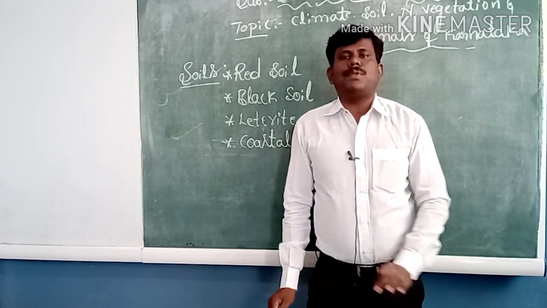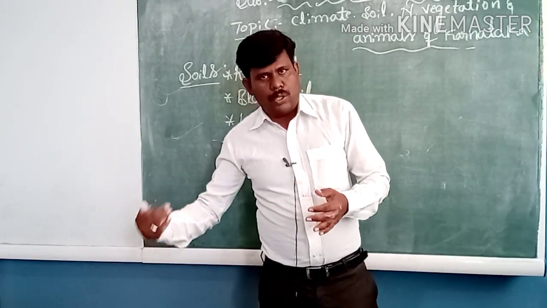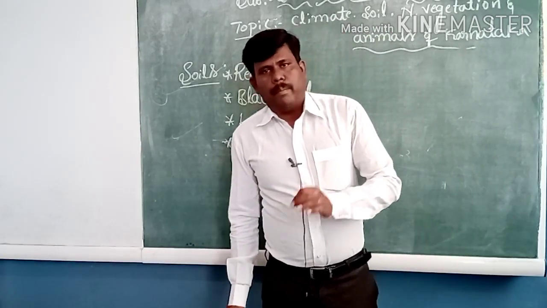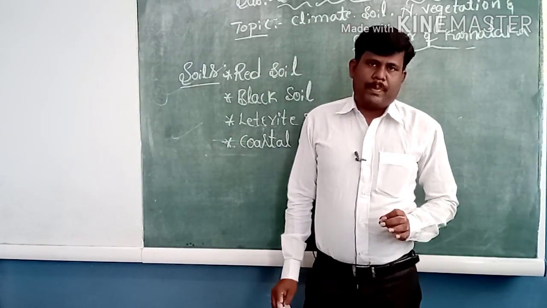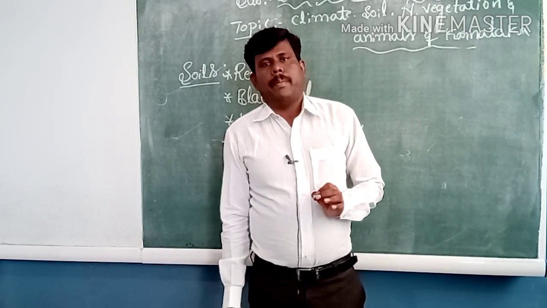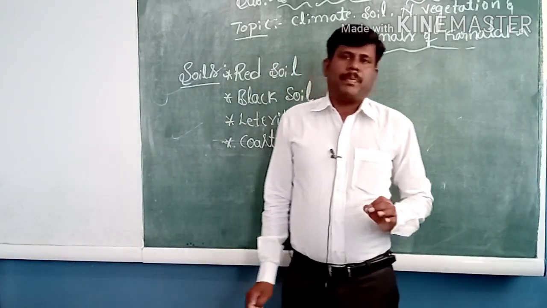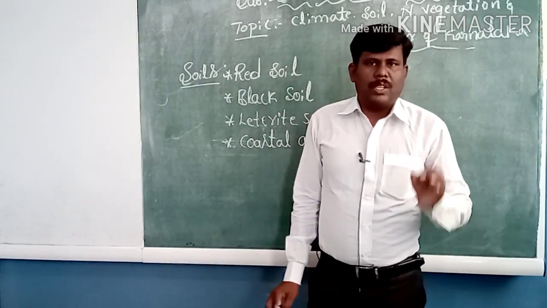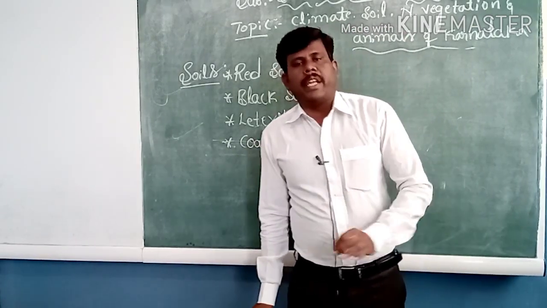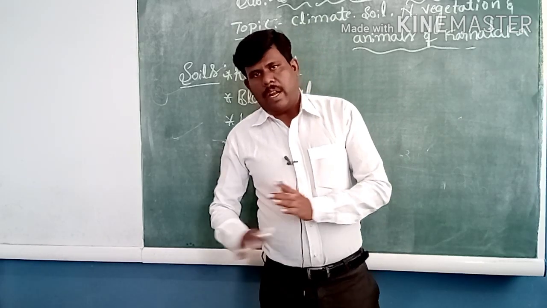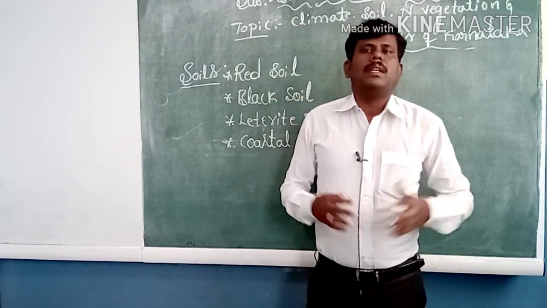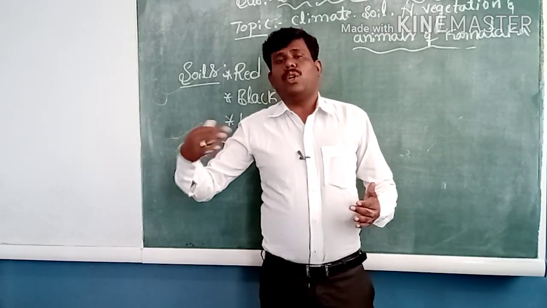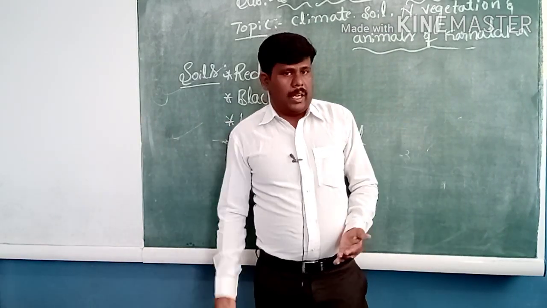The major crops grown in the black soil are jowar, paddy, groundnut, maize, pulses, chili, onion and other crops. This soil is located in North Karnataka.